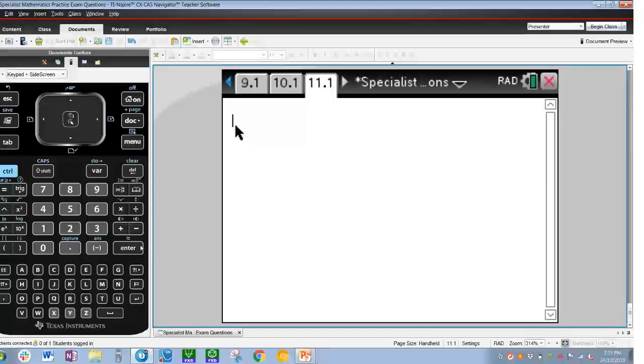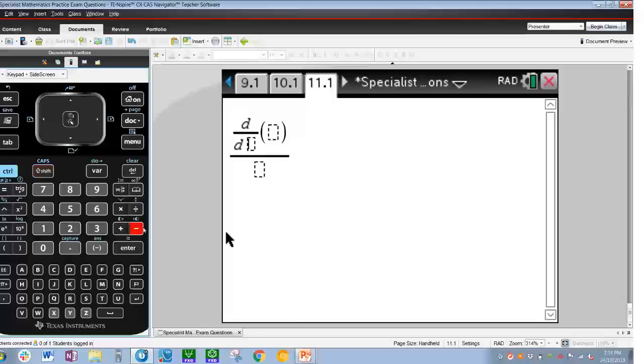Or I can actually do that in one shot. So press Control Divide to get the fraction, and then Shift minus for derivative, and let's differentiate with respect to t.